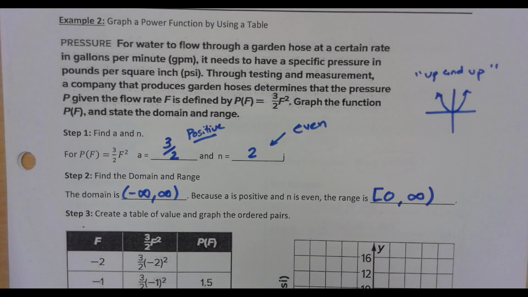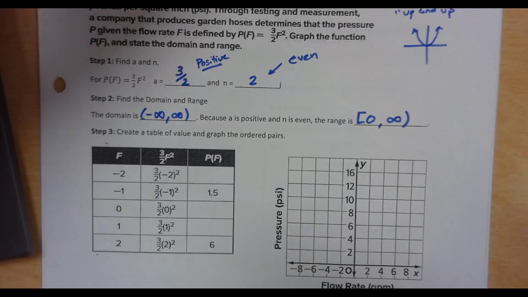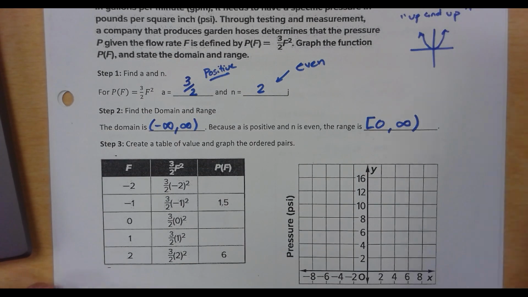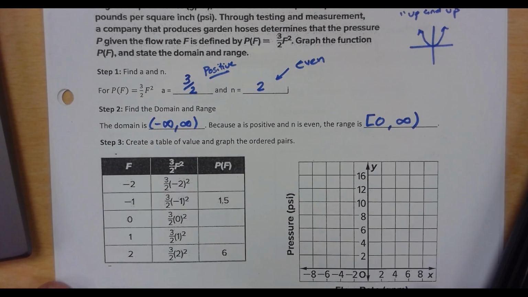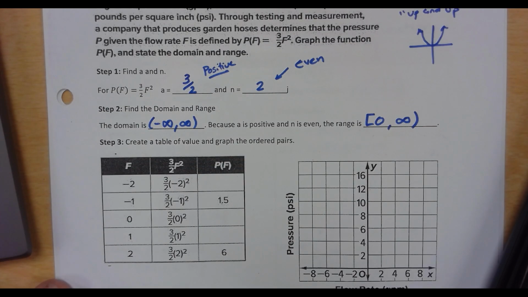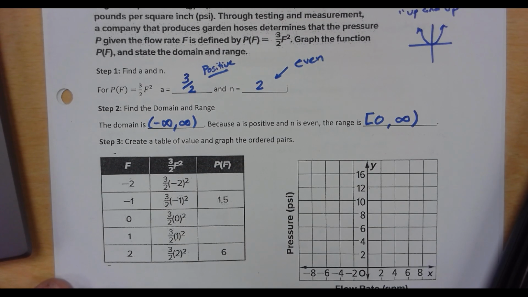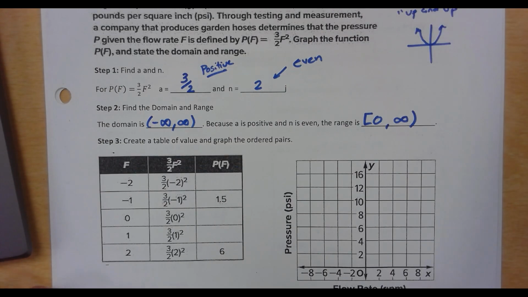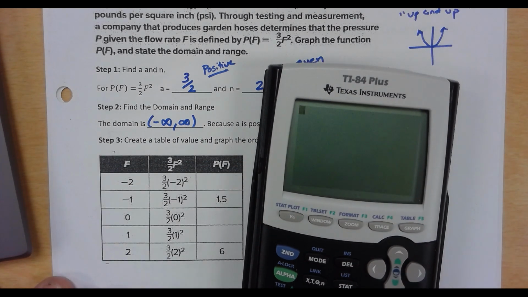All right, create a table of values and graph the ordered pairs. So you can just plug this straight into your calculator if you want, but I've given you some values in this table. So you can either pause the video now and fill this in and graph it, or you can follow along with me. If you want to do it on your own, pause the video now. Otherwise, follow along with me. All right, so I'm just going to do this on my calculator.